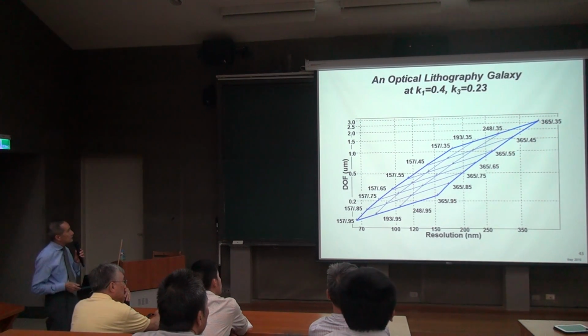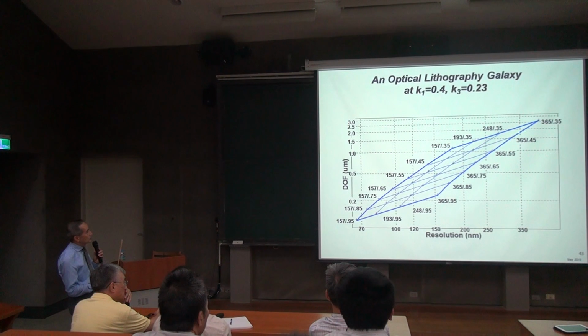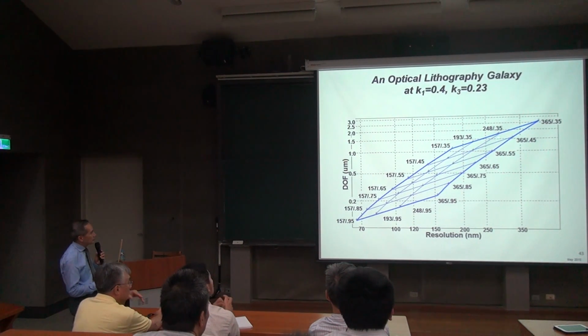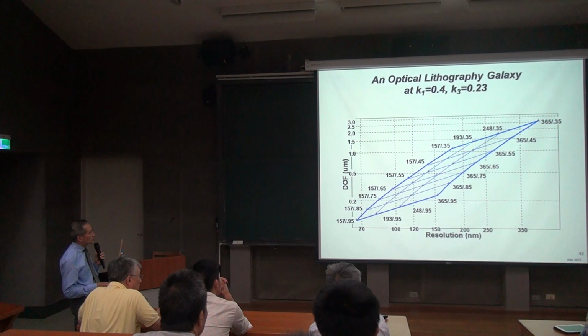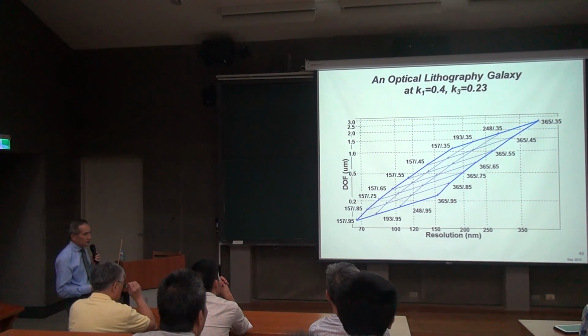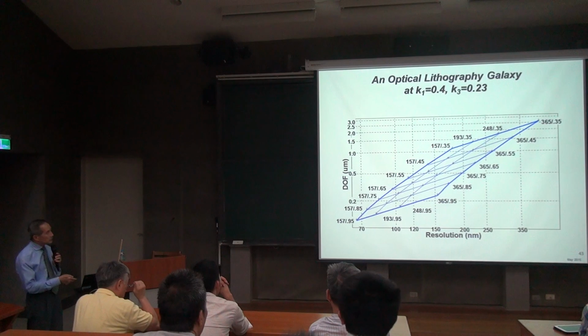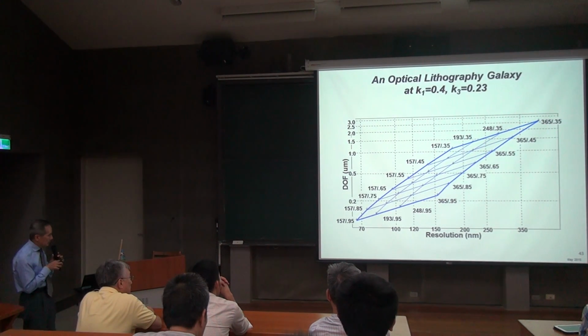Then I have my lithography galaxy. This lithography galaxy tells you the entire lithography world between 365 nanometer and 157 nanometer. It also tells you between 0.95 NA and 0.35 NA. And you don't have to worry about anything outside. This is the world of lithography. That's all you can get between resolution and depth of focus. Now this lithography was plotted at K1 equal to 0.4.